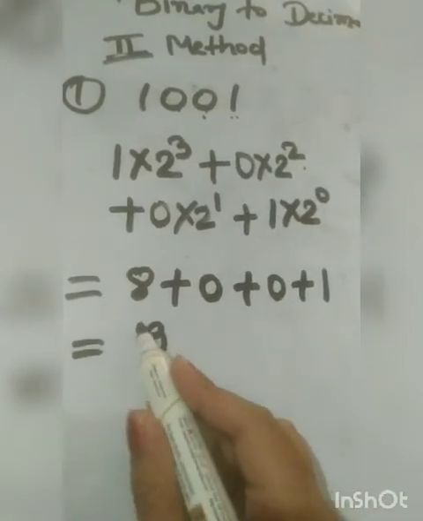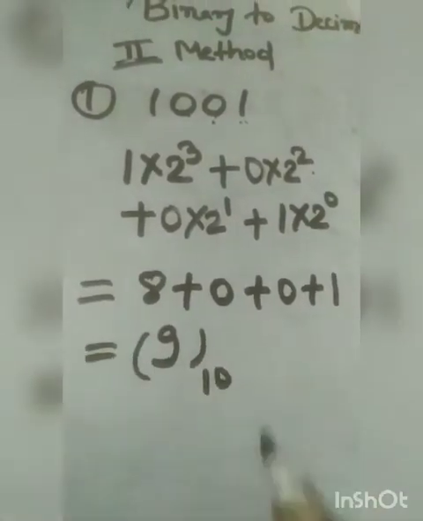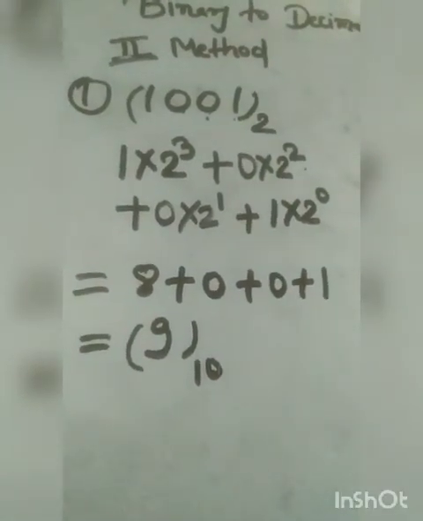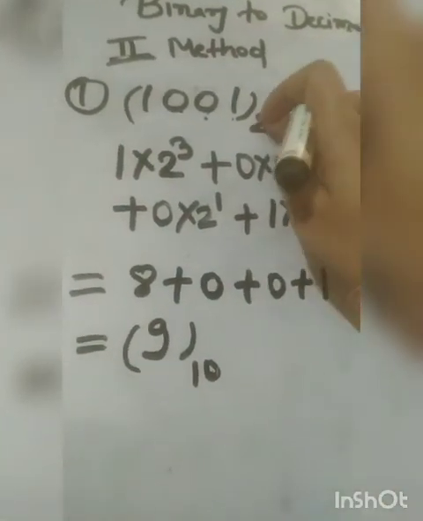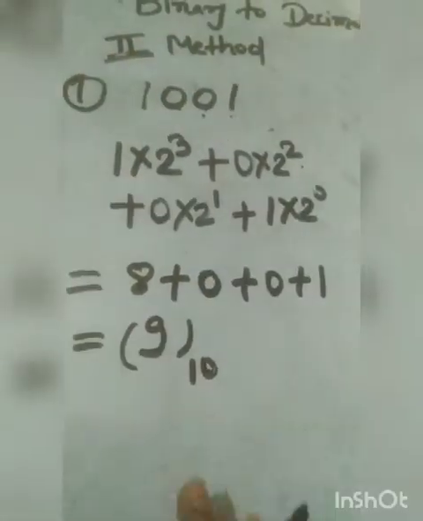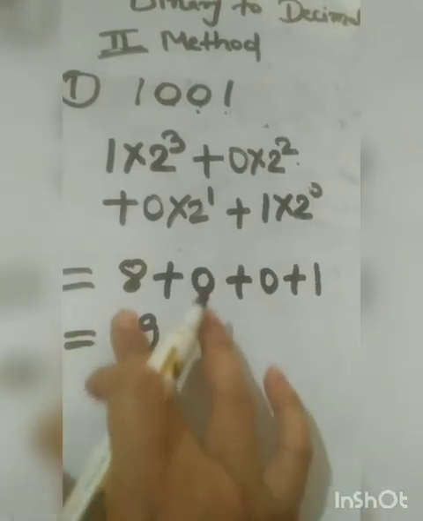You can write it like this. This is the base of the decimal, and you can also write the binary like this. 2 is the base of the binary, so you can write like this. Otherwise, no issue, you can simply write like this. Basically, we write numbers without the base. So it will be 9 in decimal.